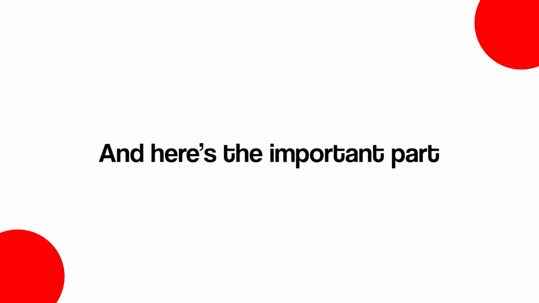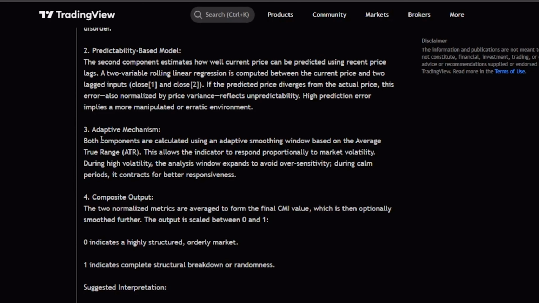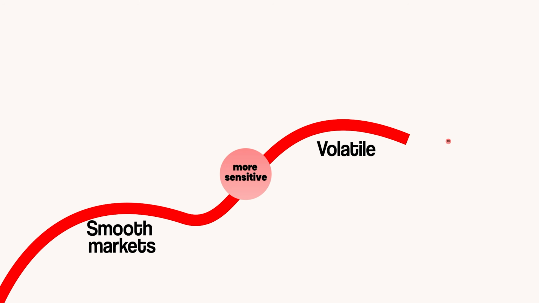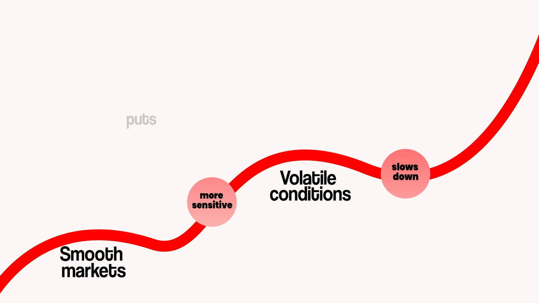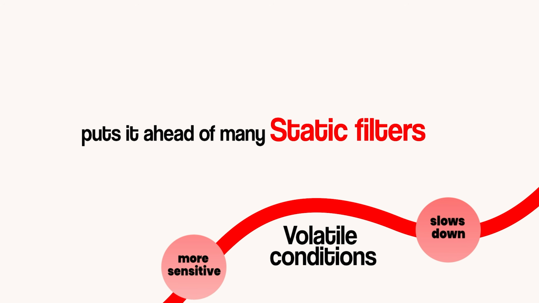And here's the important part: this indicator also adapts to volatility using the ATR. In smooth markets, it becomes more sensitive, and in volatile conditions, it slows down. That alone already puts it ahead of many static filters.